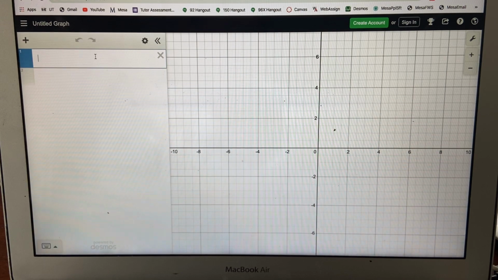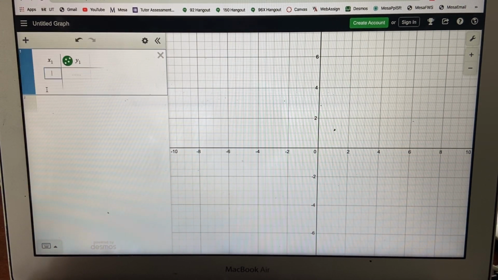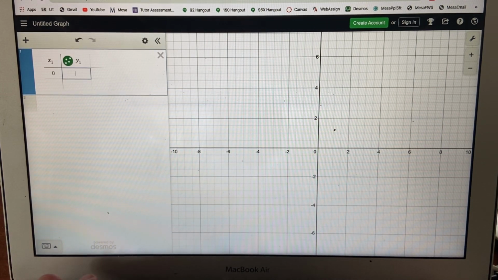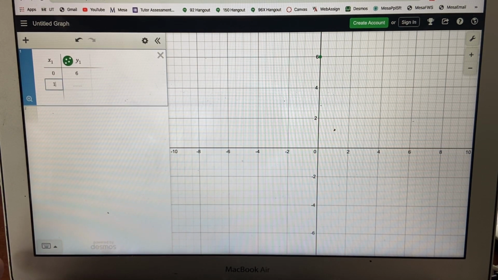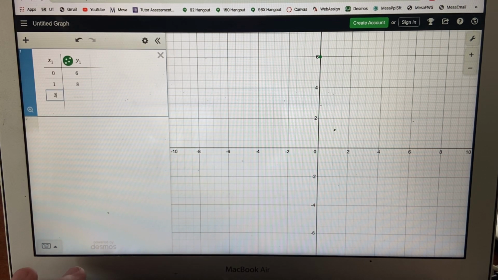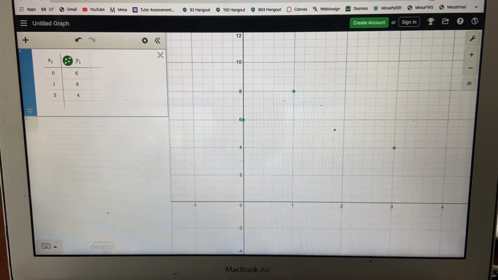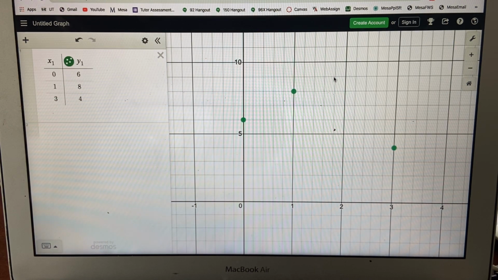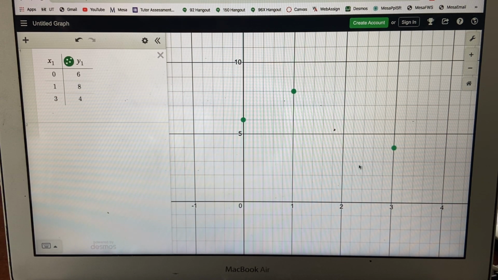And what I'll do as a check is I'll type in the original points. So we had 0, 6, and then we had 1, 8, and then we had 3, 4. If you click over here, this little magnifying glass, it'll kind of nicely find the data. So here they are, those 3 points, kind of like the picture I drew earlier.